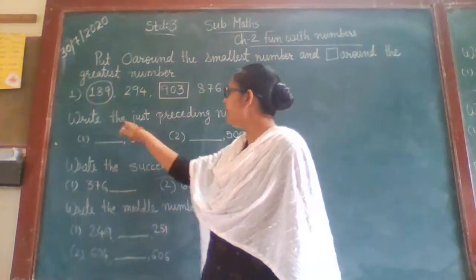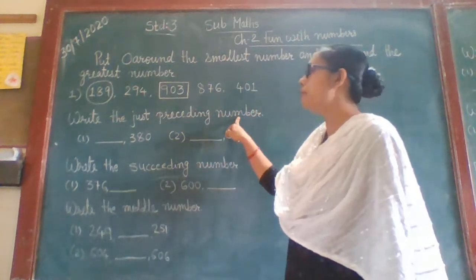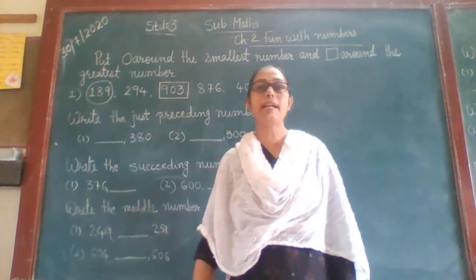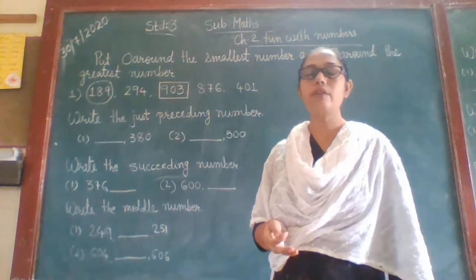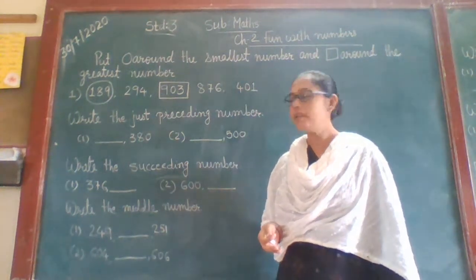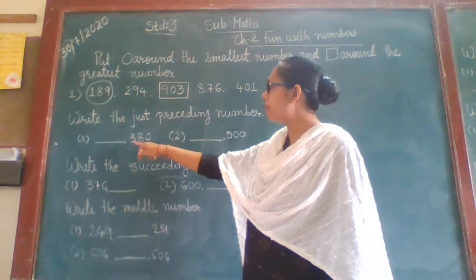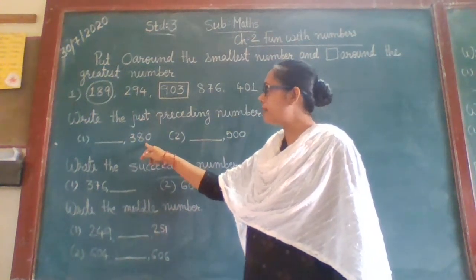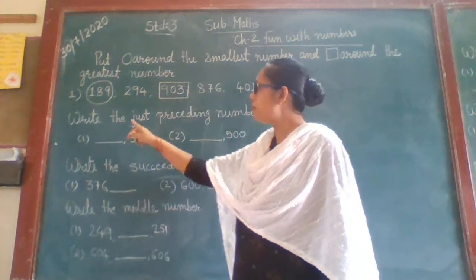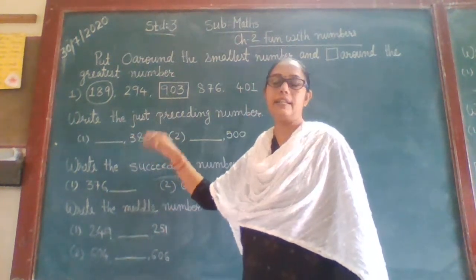Now write the just preceding number. Students, we know that preceding number means before number. I have already taught you how to find the before number. So we have number 380. We have to write the number just preceding 380.